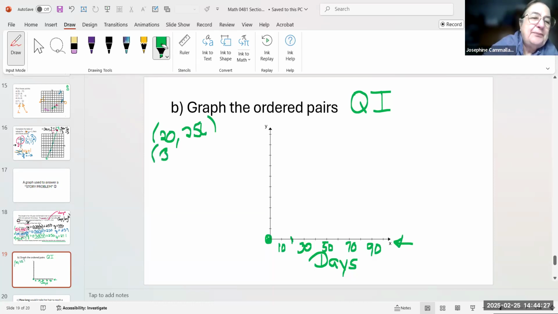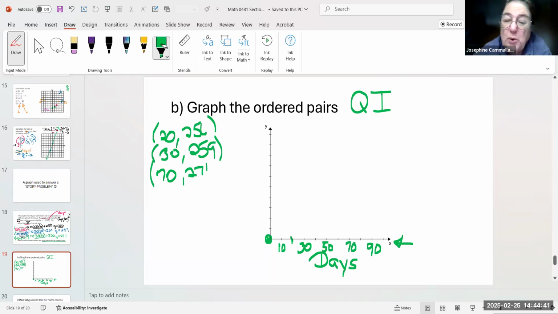We had 30. We had 259. And then we had 70. Okay, and that was 271. Well, notice on my X line, I go past 70. That should be SS. Okay. This X line has got to go past 70.